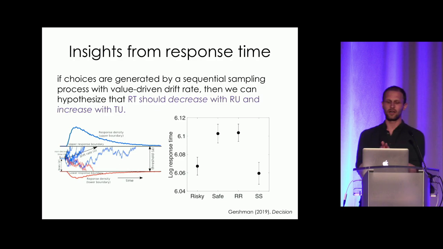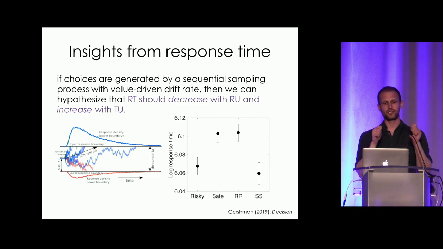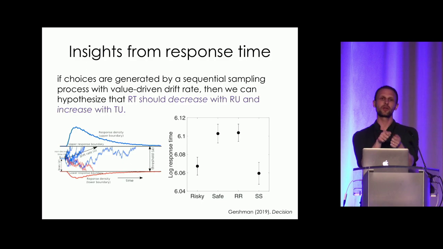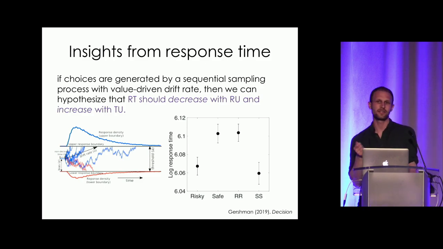So if you look at just risky-safe or safe-risky trials, on trials where they choose the risky option over the safe option, they choose faster. So that's consistent with the idea that an uncertainty bonus is driving the accumulator. But if you compare risky-risky versus safe-safe trials, then people are actually slower on the risky-risky trials, and that's consistent with this idea that the total uncertainty is actually reducing the drift rate and making response time slower.